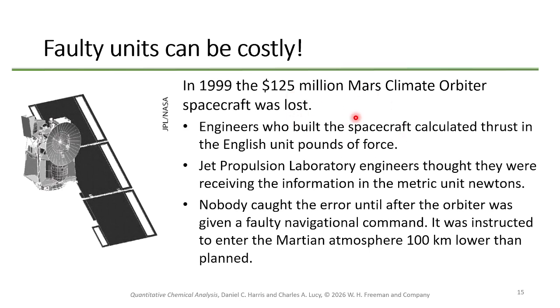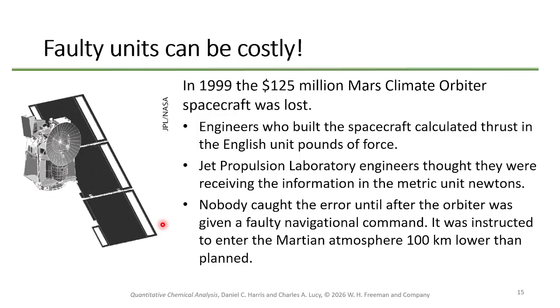So you're talking a huge investment, a big project that was really supposed to show how great our understanding of Mars was. The engineers who built the spacecraft calculated thrust in English units of pounds of force. Jet Propulsion Laboratory engineers received the information and thought it was metric units, newtons. So they gave it the wrong unit because nobody wrote the units. Nobody caught the error until they launched the damn orbiter.